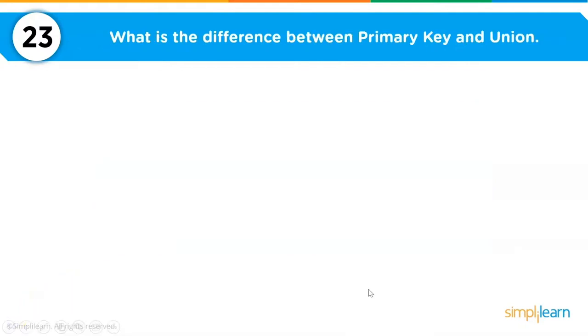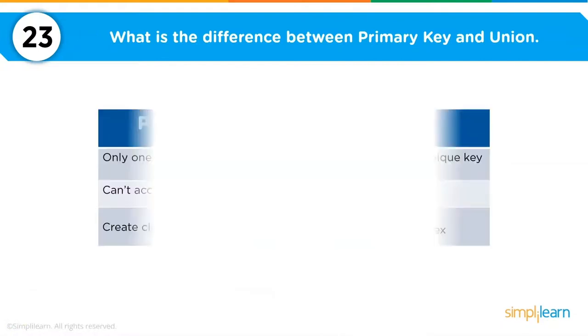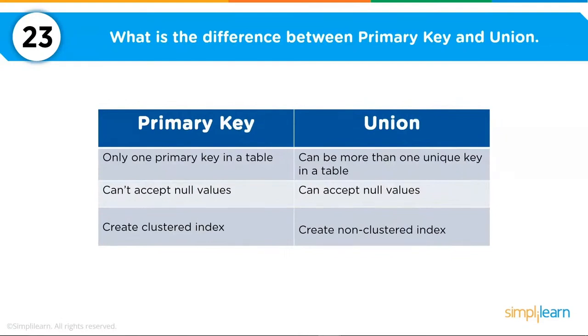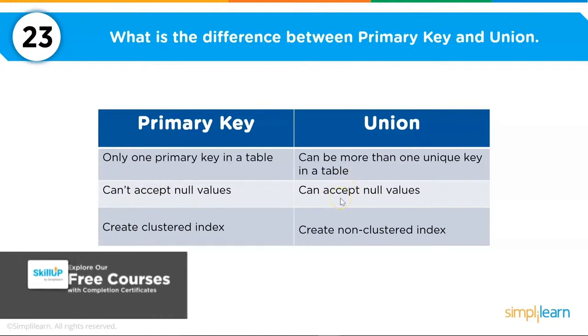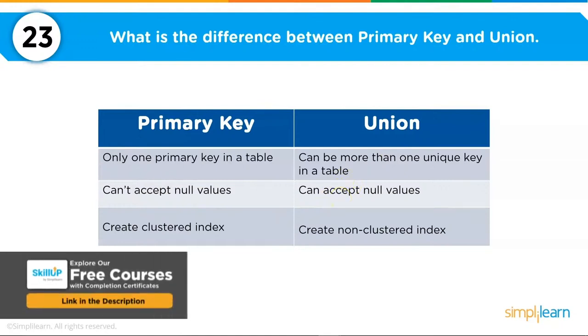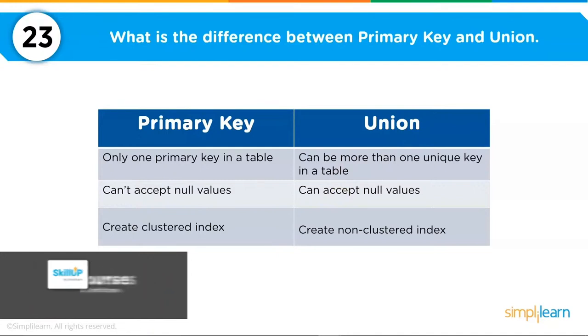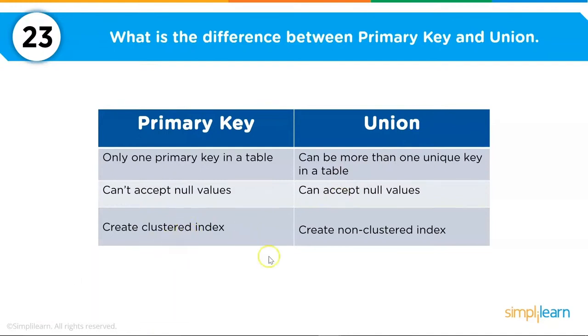Now coming to the 23rd question, what is the difference between primary key and union? So you can have only one primary key in a table, as we discussed in the previous question, but you can have more than one unique key in a table. A primary key column cannot have null values, but union can accept null values. Now if you assign a column as a primary key, you create a clustered index, and similarly if you assign a column with union, you create a non-clustered index.